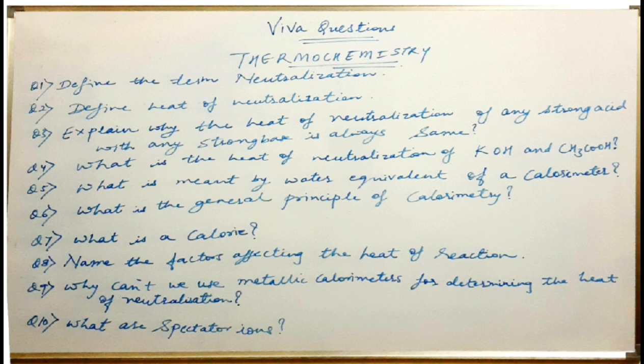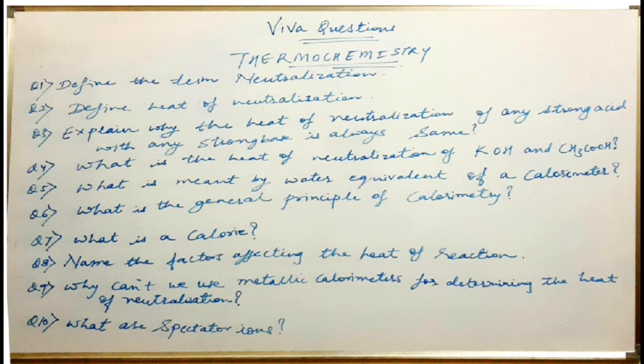The third question is, explain why the heat of neutralization of any strong acid with any strong base is always same. Why it is same? Do you know that value? It is 57.32 kilojoules. Now, this value is found to be always same whenever a strong acid and strong base are in contact with each other. The reason is, it is due to complete ionization of strong acids and strong bases.